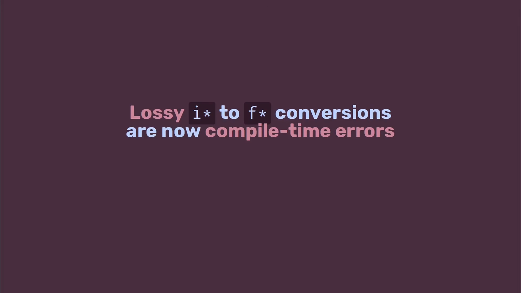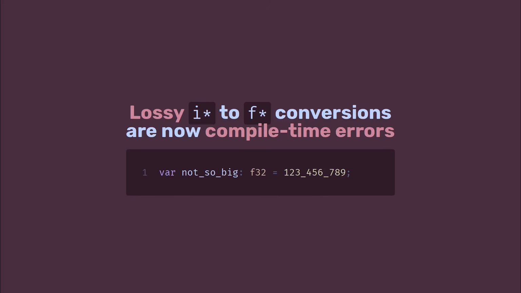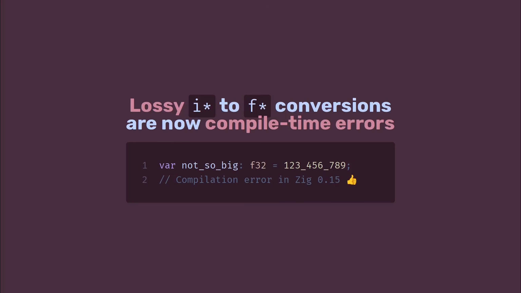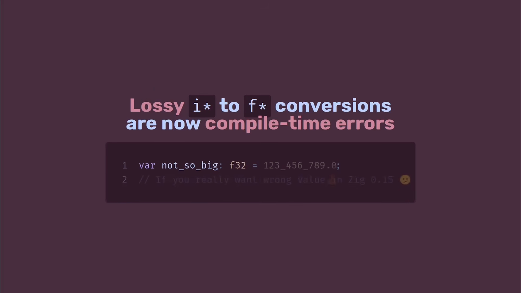Lossy int-to-float conversions. They are now compile time errors. For example, you wrote code like this, defining some floating point variable from an integer literal. The problem is, not every integer can be represented exactly, even not so big ones, and in this case, the number will be affected by representation error. So to make you aware of this problem, Zig now shows a compile time error. To avoid this error, you can specify the number as a float value directly like this.